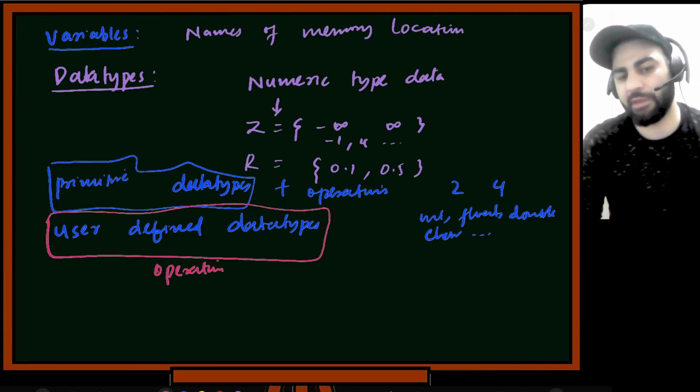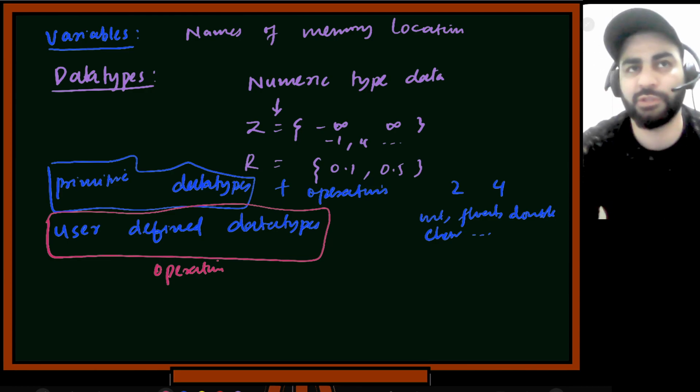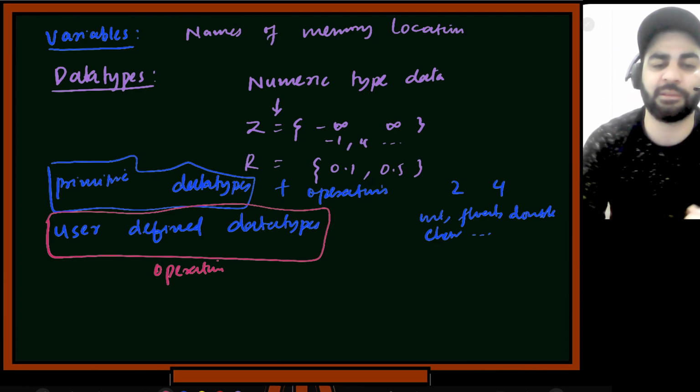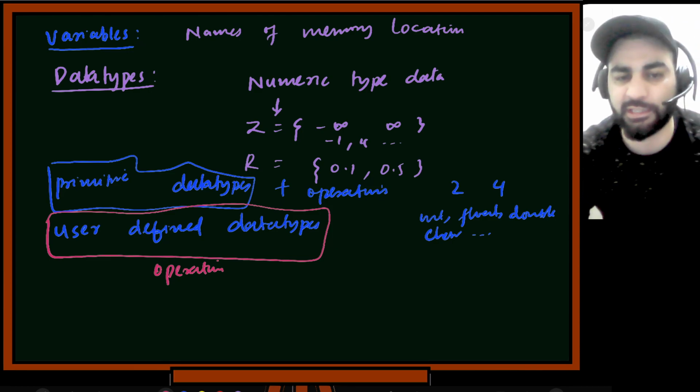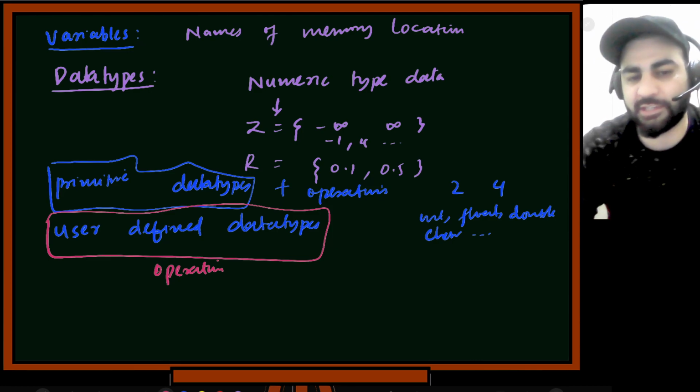So if you have seen, let's suppose, in C or C++, there we have something called struct. We write struct and then we add some data into that. And this is what a data structure can be thought of.